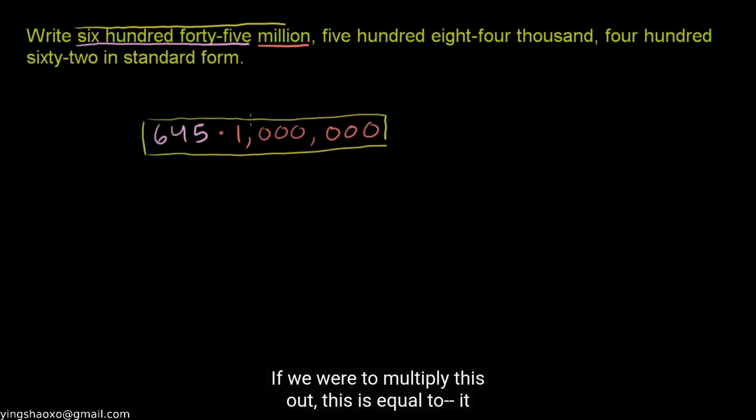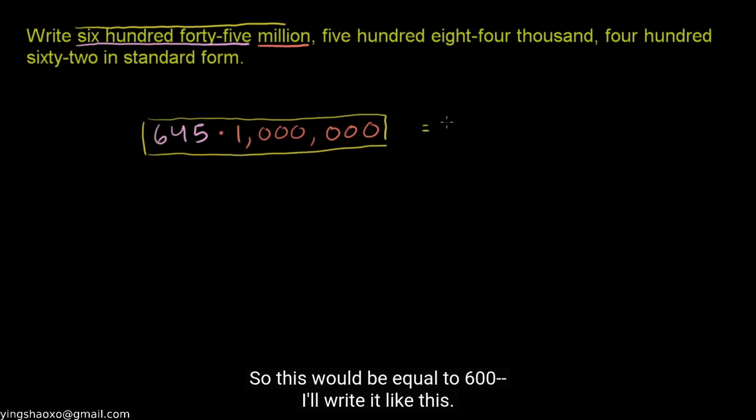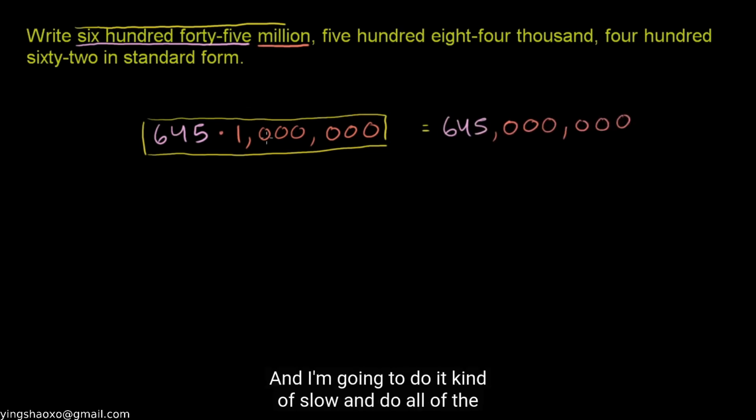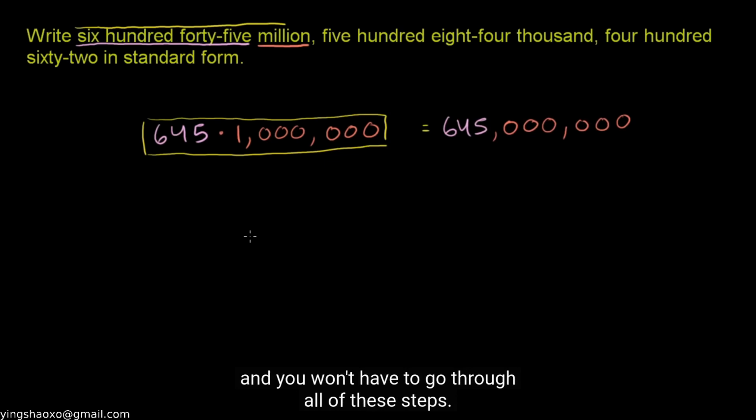And what is that when we write it out? If we were to multiply this out, it would be 645 times this 1 with 6 zeros behind it. So this is equal to 645, and then we have our 6 zeros. 1, 2, 3, 1, 2, 3. That's just this part of the number. And I'm going to do it kind of slow and do all of the different parts of the problem. But once you get some practice, you'll find that these are a bit second nature, and you won't have to go through all of these steps. You'll just be able to write the number.